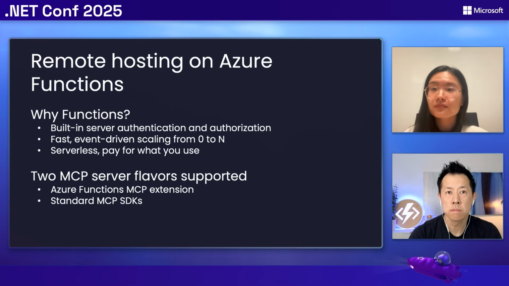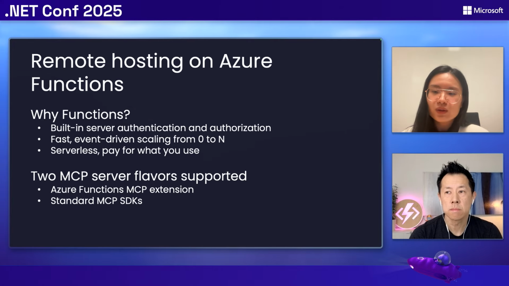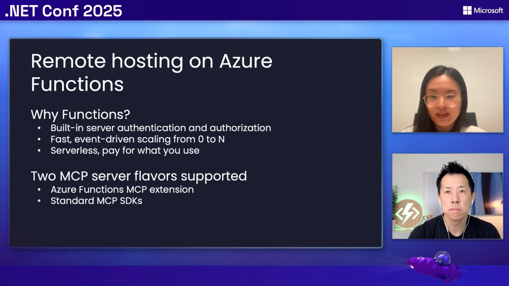There are two types of servers that can be hosted remotely on functions. One is servers built with the Azure Functions MCP extension. If you are familiar with functions, you might know about the concept of triggers and bindings in the functions programming model, and that's what the MCP extension provides. It provides this MCP tool trigger for building servers. And my colleague Anthony will show a demo of that later.